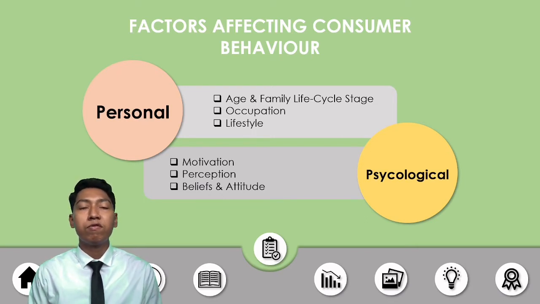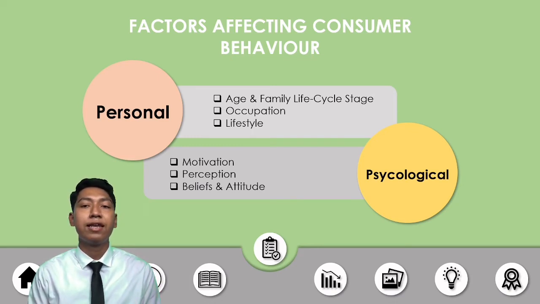Next, we move on to psychological. For psychological, we have motivation. An individual has a number of needs. Some of these needs are biogenic as they arise from physiological states of tension such as hunger, thirst and discomfort. Other needs are psychogenic. They arise from psychological states of tension such as the need for recognition, esteem or belonging. A need becomes a motive when it is aroused to a sufficient level of intensity. A motive is a need that is sufficiently pressing to drive the person to act.